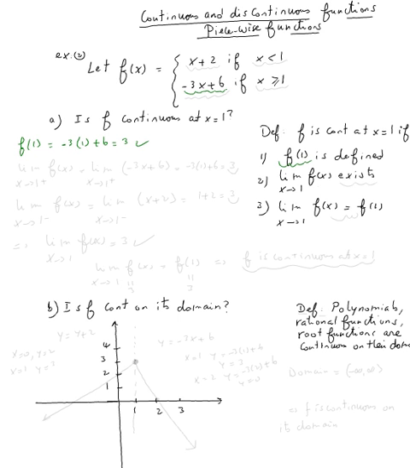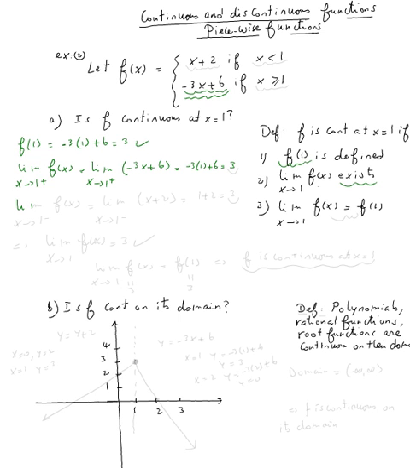Now we need to check 2. Condition 2 says we need to know if a limit exists. So how do we know if it exists? We need to check the right and left limits. The limit of f of x as x approaches 1 from the right side: we're approaching from the right side of 1, so we need to use minus 3x plus 6. So this is the limit of minus 3x plus 6 as x approaches 1 from the right. Now this is easy, just plug it in: minus 3 times 1 plus 6, which is 3.